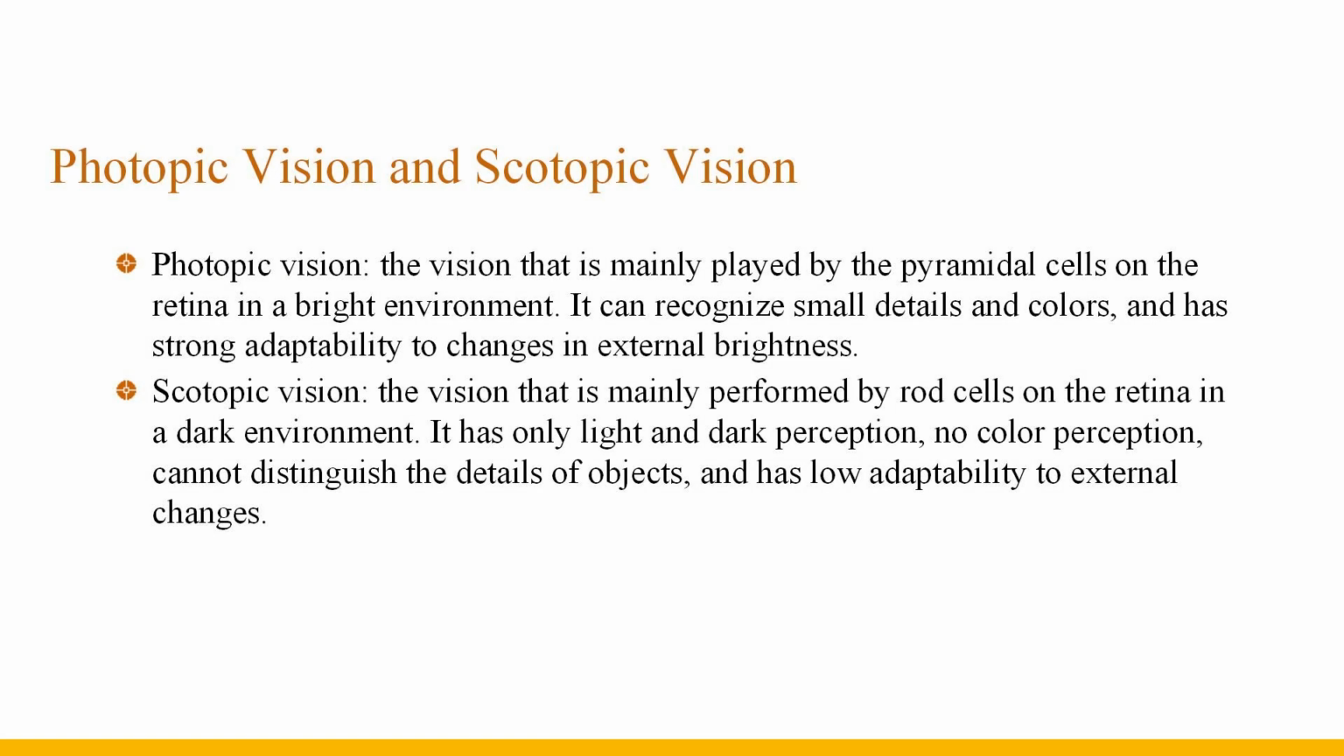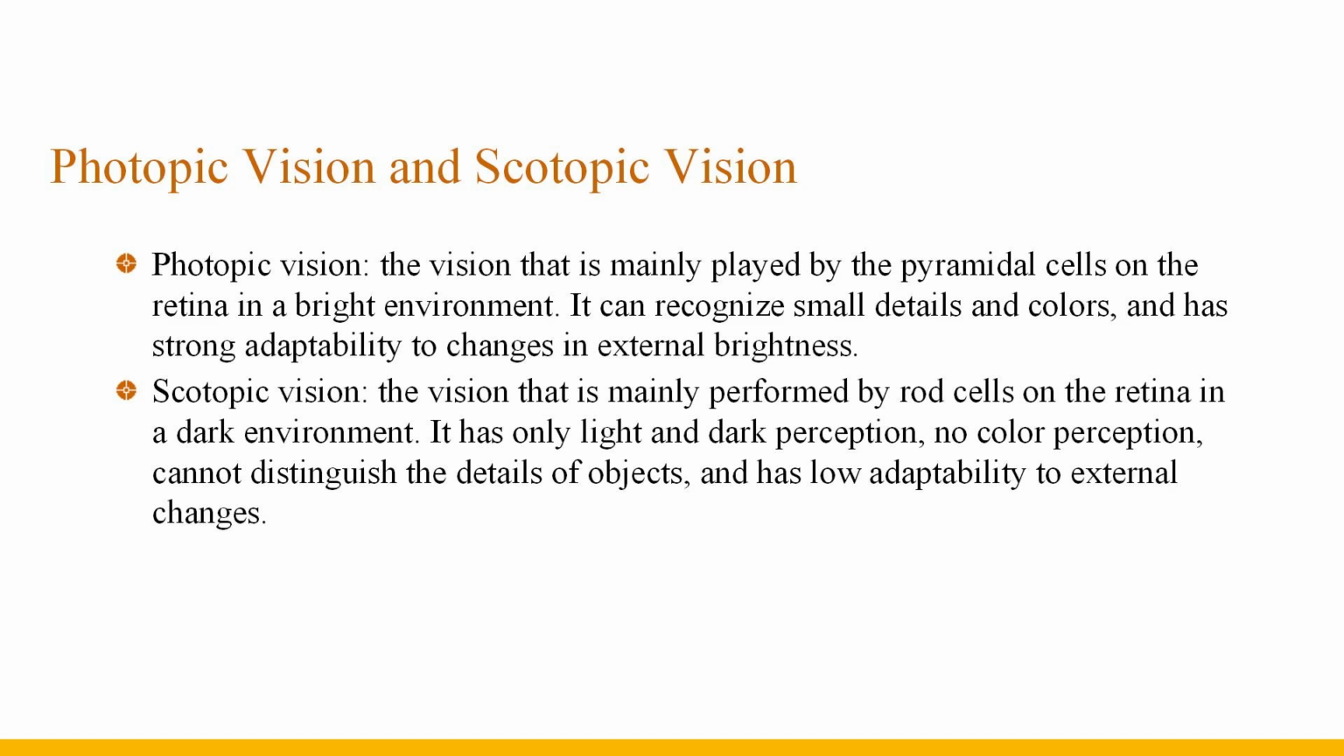The photoreceptor cells of the human eye are divided into pyramidal cells and rod cells, and they play a major role in different light and dark environments, forming photopic and scotopic vision. Photopic vision refers to the vision that is mainly played by the pyramidal cells on the retina in a bright environment. It can recognize small details and colors and has strong adaptability to changes in external brightness.